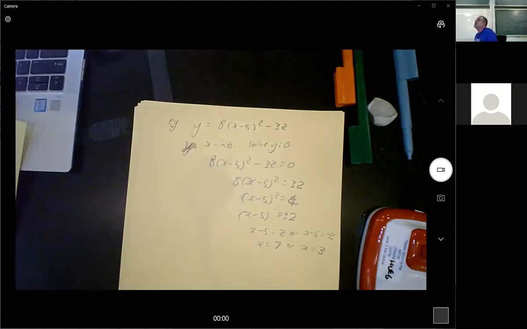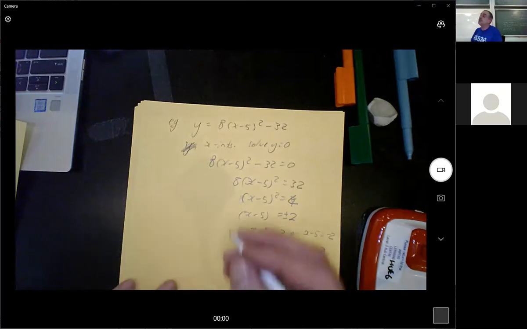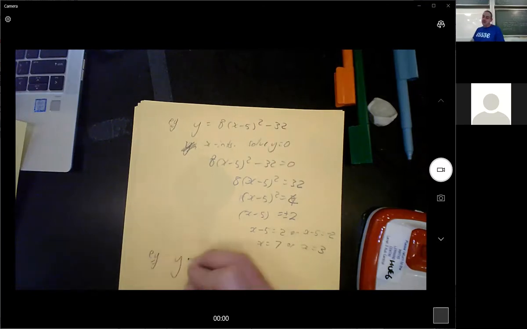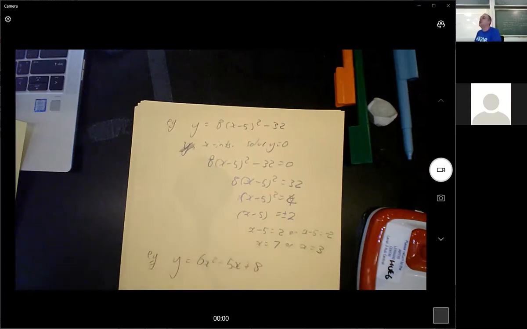What is this format called? Vertex form. Factorization format. Then it's already there. And if it's in this format, then I don't really have any hope. I have to convert it to one of the other formats.